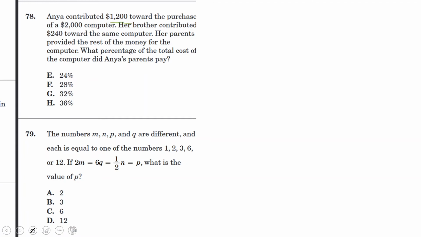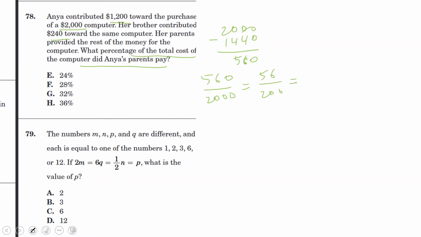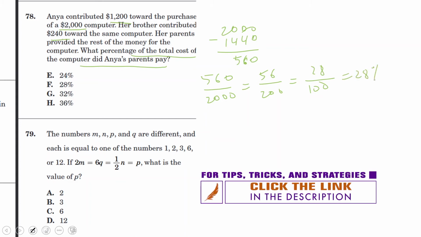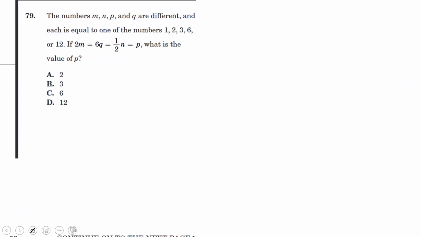Ani contributed $1,200 towards the purchase of a $2,000 computer. Her brother contributed $240. What percentage of the total cost of the computer did Ani's parents pay? All right, so here we got 2,000 minus 1,440. All right, because that's 240 plus 1,200. That's 560. That's how much the parents paid. So 560 over 2,000. Now watch me do this. Now let's just cancel the 200, turn 200 into 100. So that's 28%. Right? That's a trick. I don't have to simplify much. F. Next.